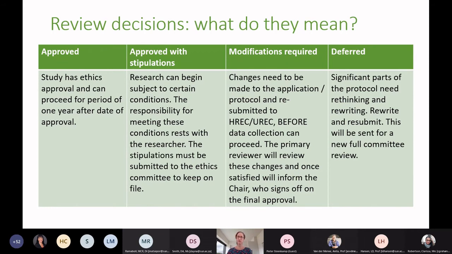And then deferral is also quite rare for UREC, although we do sometimes have it where there are quite substantial problems with the whole study and the protocol, and quite big changes are needed.